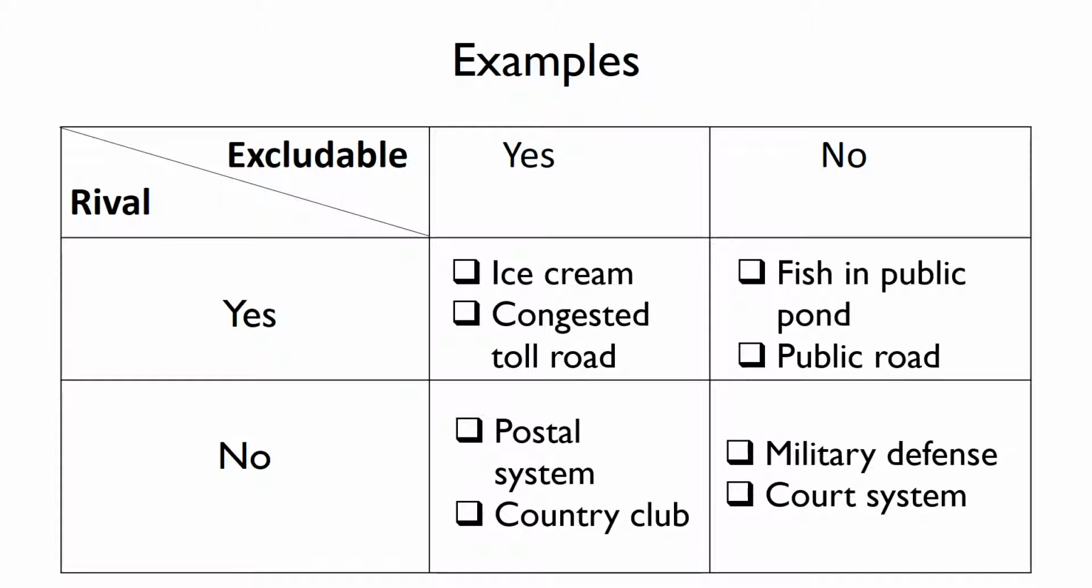The military defense system is a public good. Even if you don't pay your taxes, you're still defended by our military, hence it's non-excludable. And yet everyone is defended to the same degree, hence it's non-rival. The court system is a public good for the same reason. You don't have to pay your taxes to be able to sue someone or defend yourself in court. And yet it's non-rival. Even if you make use of your judicial rights, I can still make use of the court system equally. Let's review what we've learned.